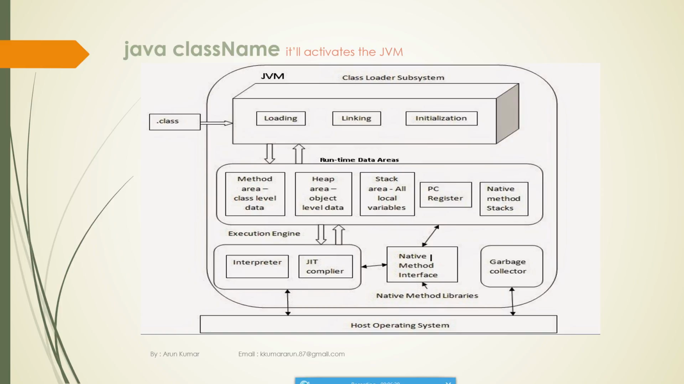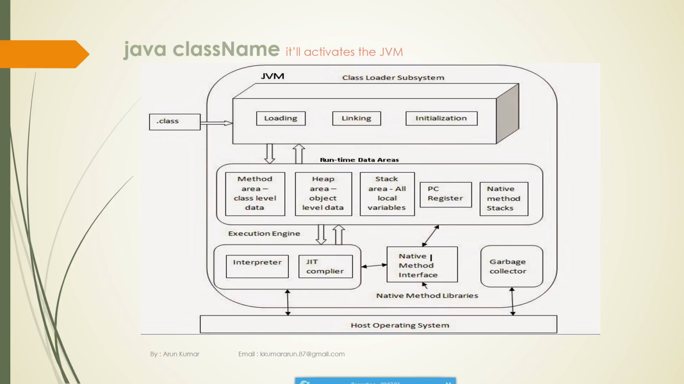So the first one is the method area. It contains the class level data. What is the class level data? That means all the static variables and blocks are all taken care of by your method area. And the heap area. Heap area contains the objects. And the stack area. All local variables will be stored in the corresponding runtime stack. It contains the frames as well.